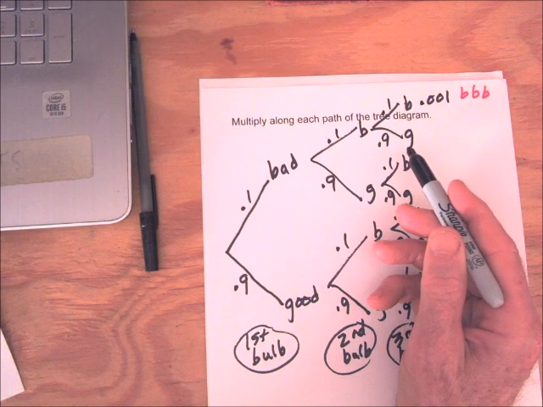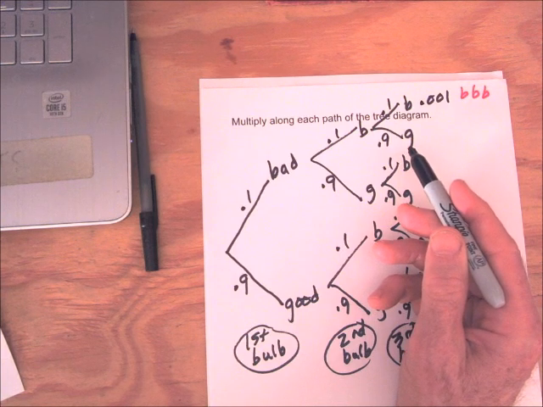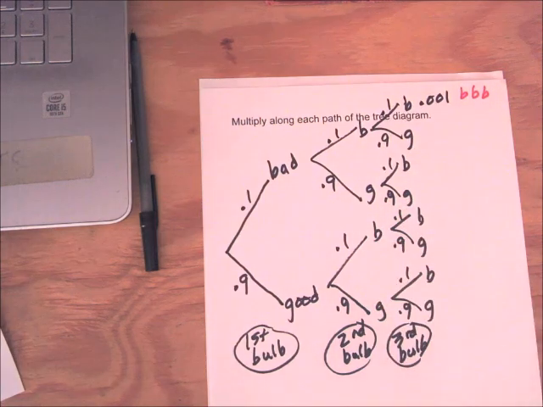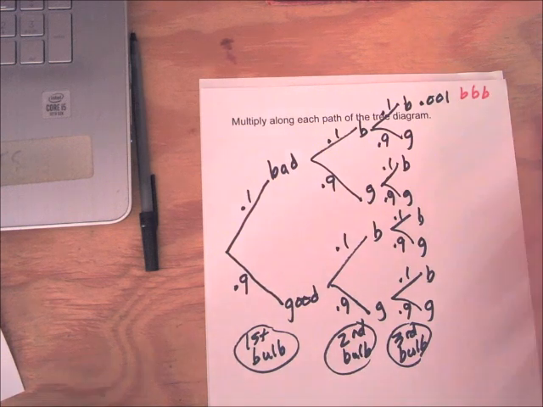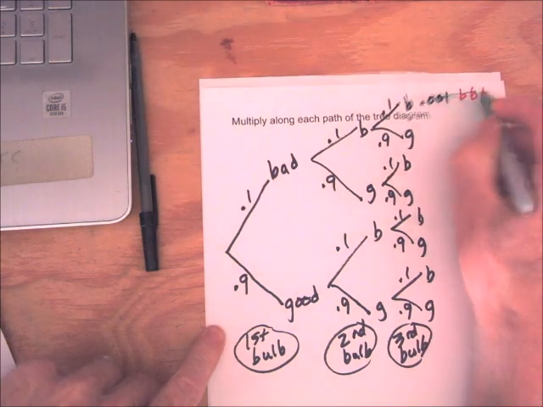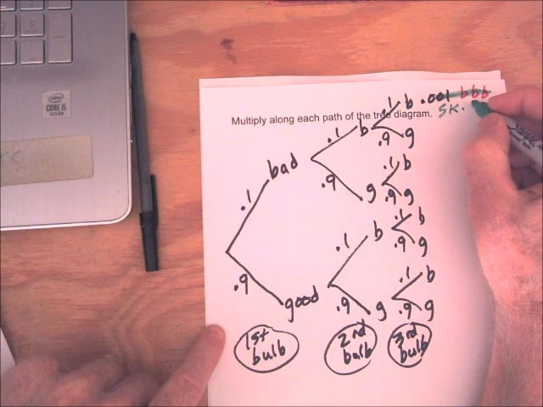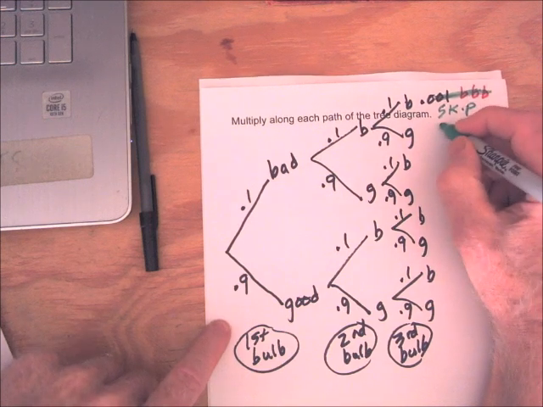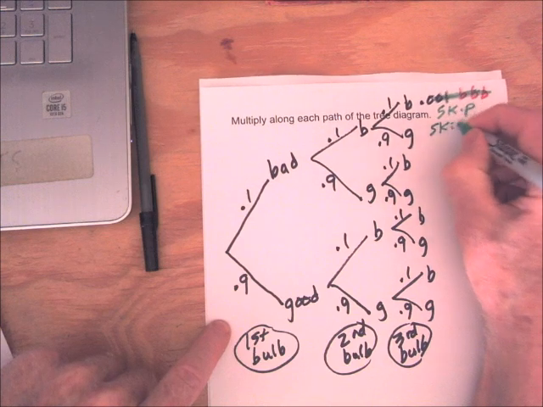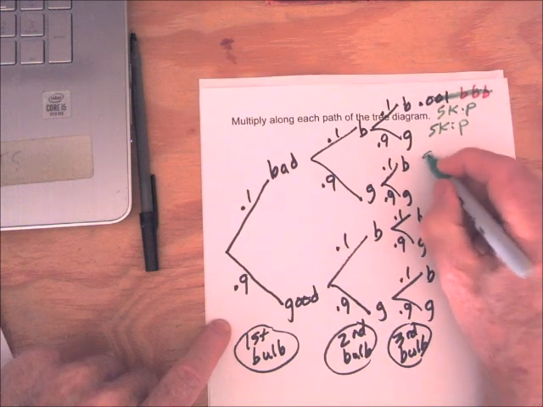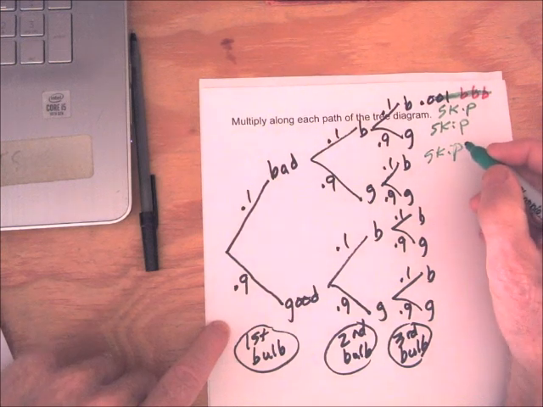Actually, we want the paths where one or fewer are bad. So actually, we can skip this path here. Skip, because we have 4 bads. So we can skip this path here too. Skip this one here. We only need the paths where we have 1 or fewer bad.